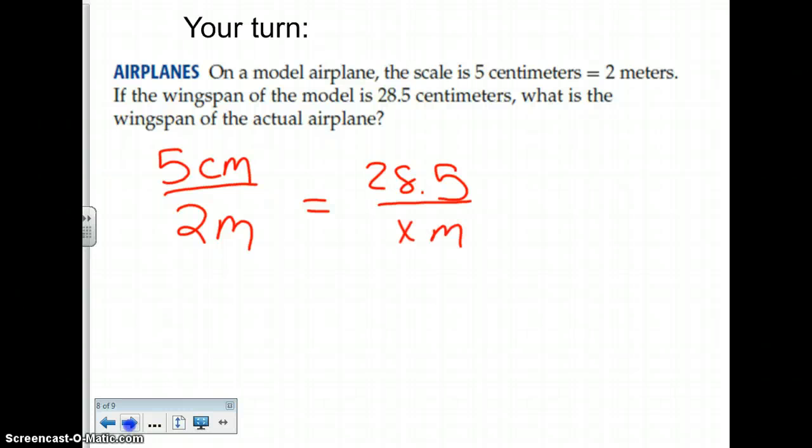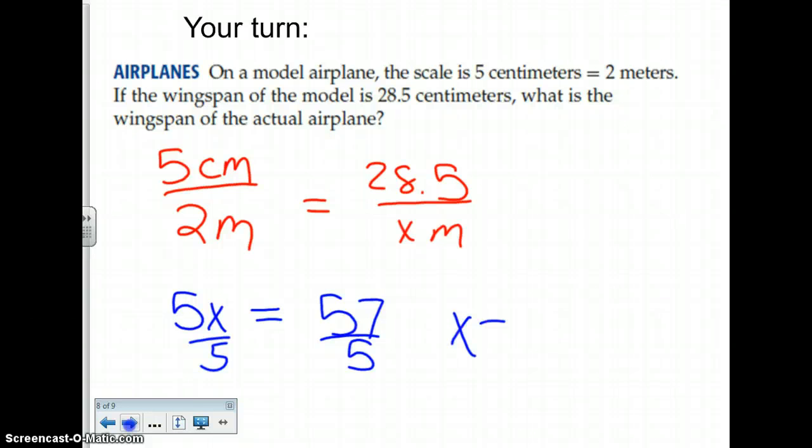So I set it up, we can cross multiply, and we get 5x equals 57. Divide by 5, and we find that the wingspan is 11.4 meters.